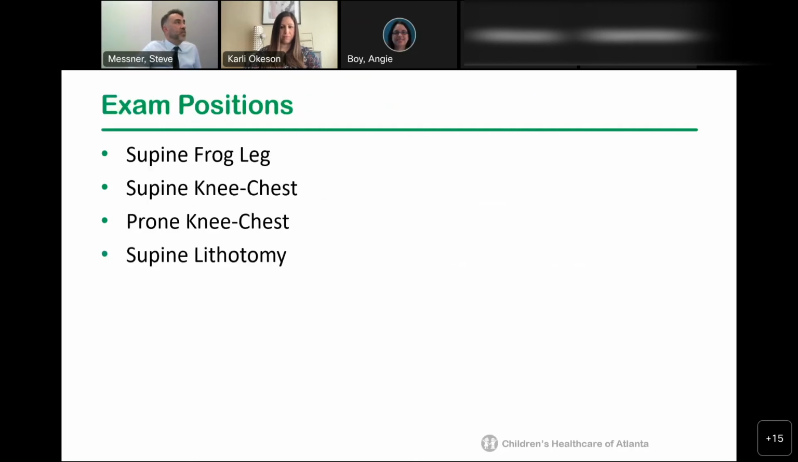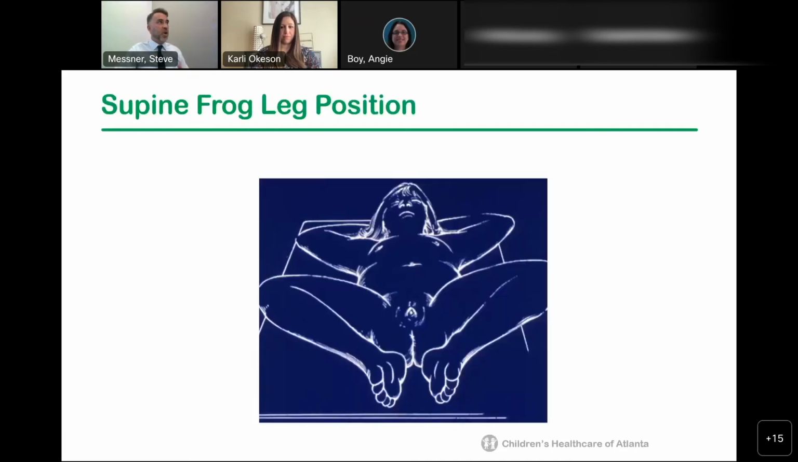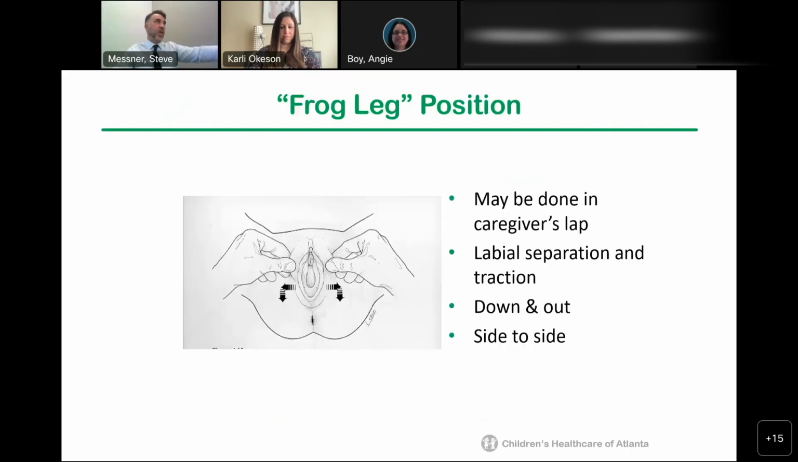We'll put them in these different positions: frog leg, knee chest, prone knee chest, and supine knee chest, and then supine lithotomy. So you'll probably see these in our notes. When you read these notes, it should tell you what position they were in. So this is the supine frog leg position, and then how they did the exam.